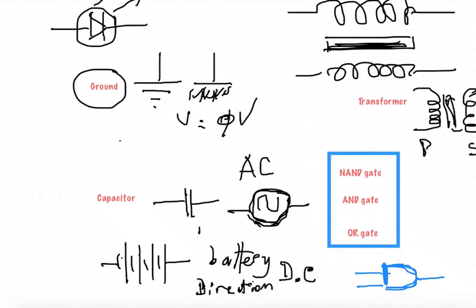So I'm gonna use this for analyzing digits, binary digits, which is 0 and 1. So this is the basics of integrated circuits, and the chips, what you call the chips.